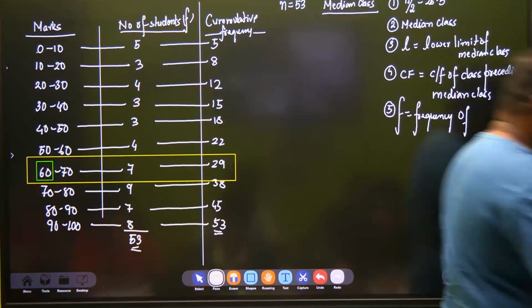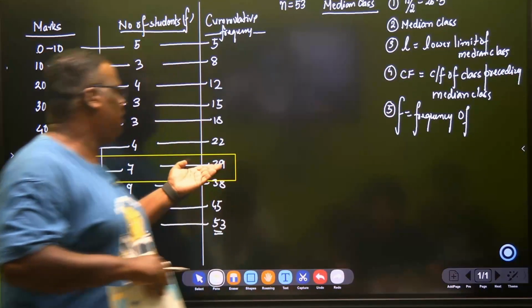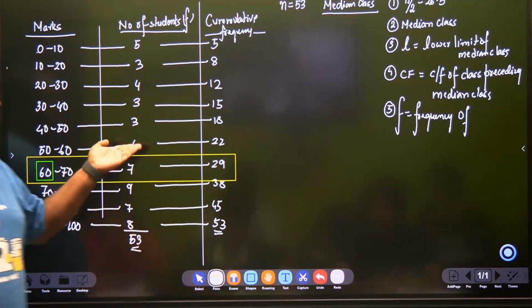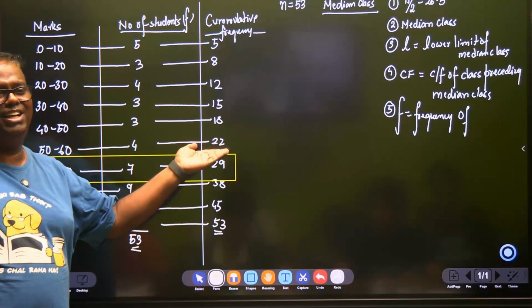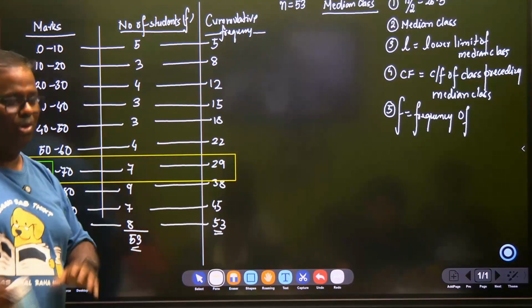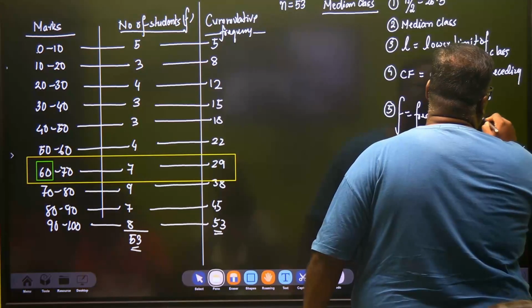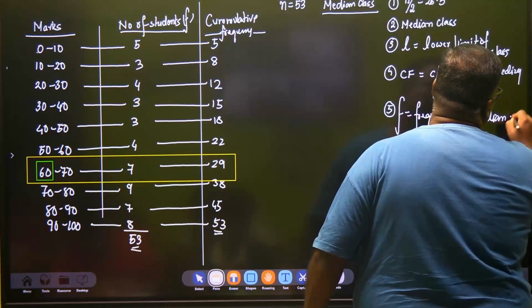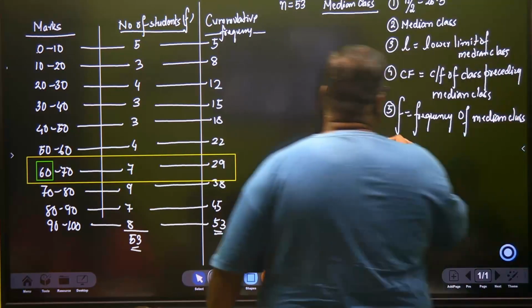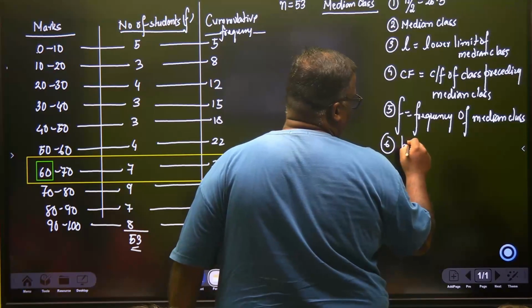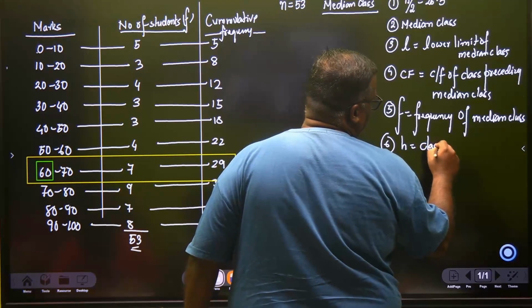There is no point in hunting the median class out here. Sorry, the frequency of this one. This frequency is always included here. This one is what we'll do. So you write F is the frequency of median class. And then another thing you will need is H, which is the class height.